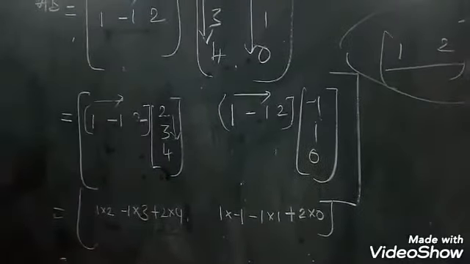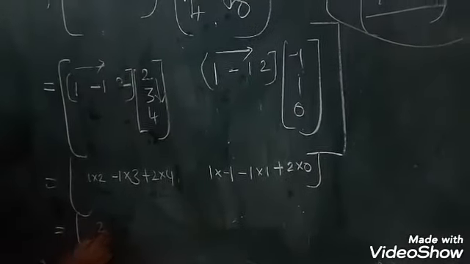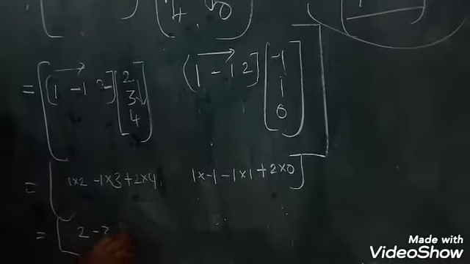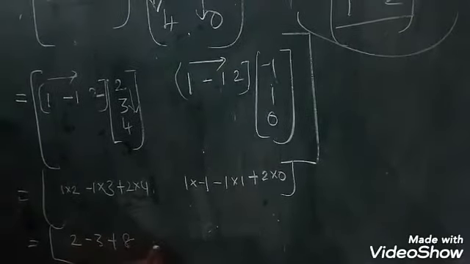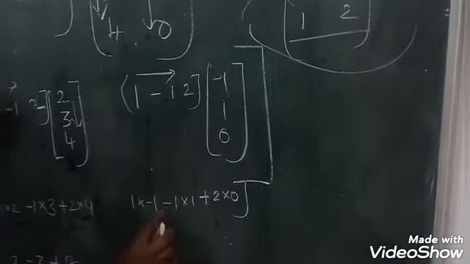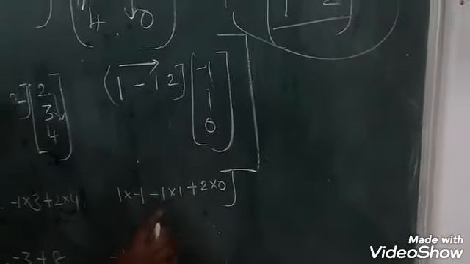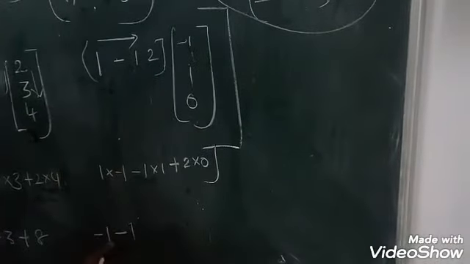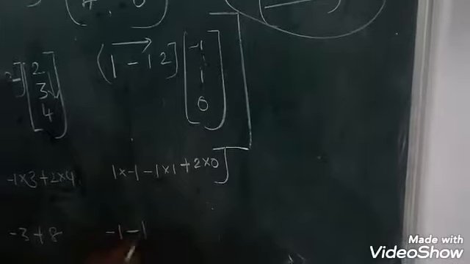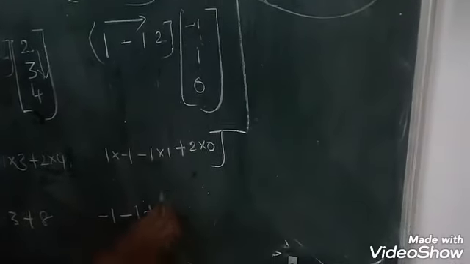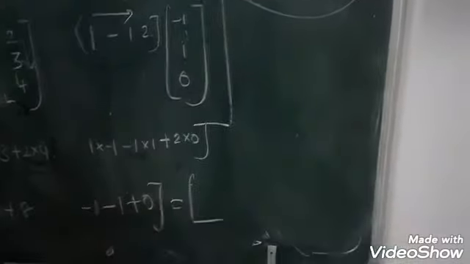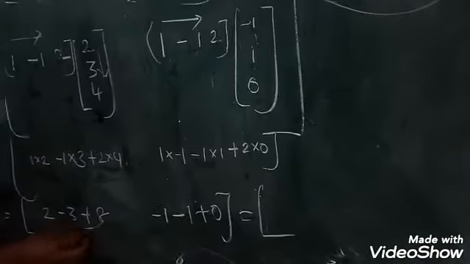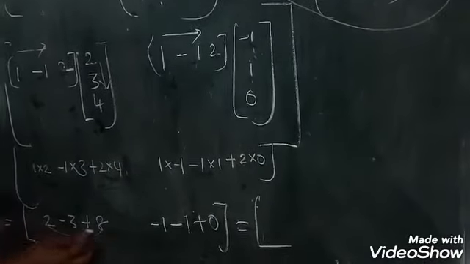Okay, have you all understood? Yes, 1 into 2, then minus 3 plus 8. 2 4s are... Then next here minus 1. Here also minus 1. 1 into minus 1, minus 1; minus 1 into minus 1; then 2 into 0. Okay, now you have to simplify. 2 plus 8, 10; 10 minus 3, 7.